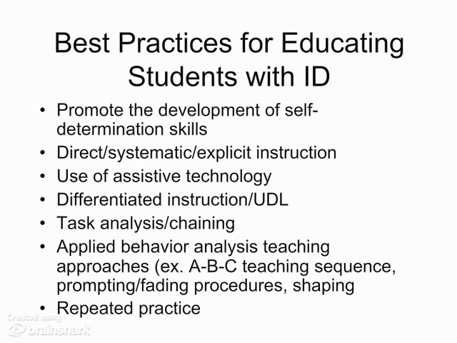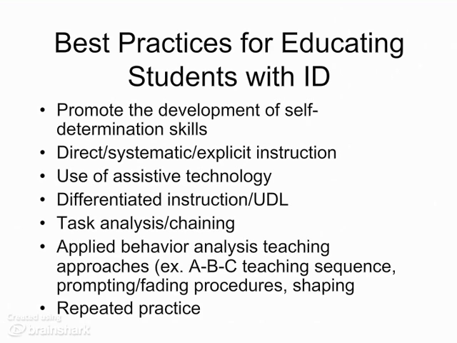There are a variety of best practices that teachers can use when working with students with ID in classroom settings. One thing to do is to always promote the development of self-determination skills. Self-determination skills mean that the student is able to identify their own unique strengths, interests, and unique needs. They're able to set goals for themselves and monitor their own progress, and they're able to make meaningful choices across their life. Another thing we want to use is direct, systematic, explicit instruction to teach new skills. There is a module on systematic instruction that explains how to do this.